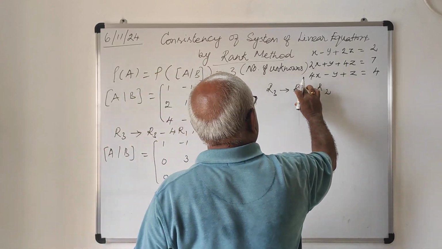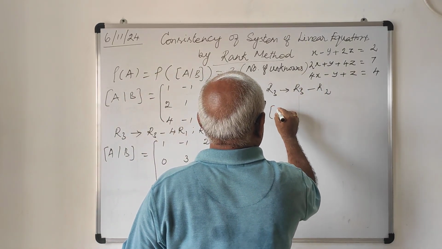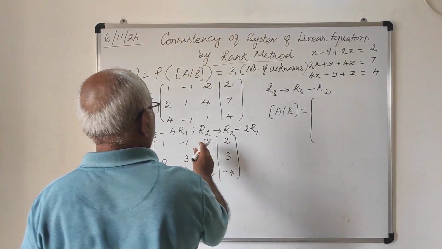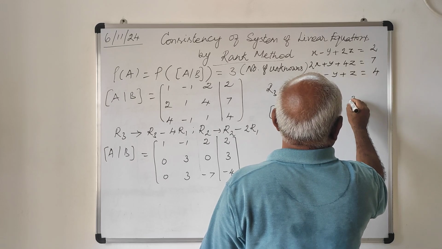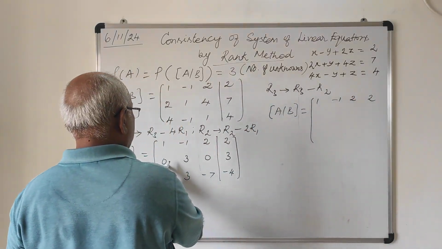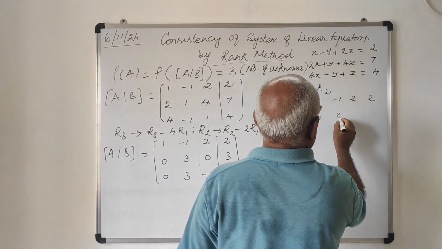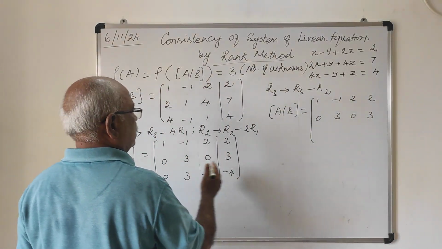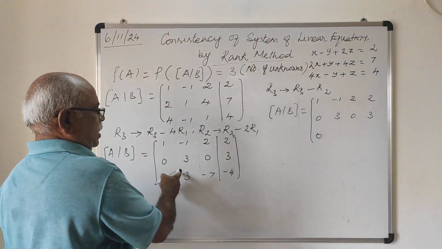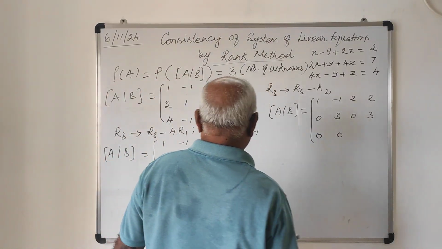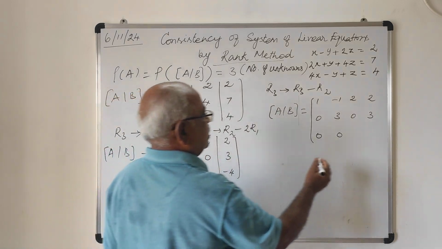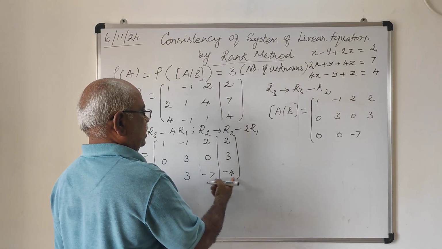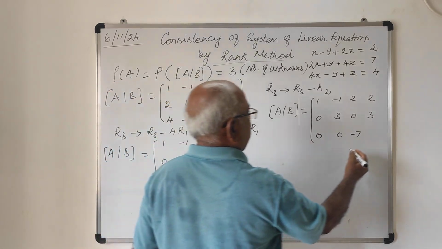So R3 is R3 minus R2, and you get the augmented matrix AB: the first row is 1, -1, 2, 2 as it is; the second row is 0, 3, 0, 3; and the third row, R3 minus R2, is 0 minus 0 is 0, 3 minus 3 is 0, minus 7 minus 0 is minus 7, and minus 4 minus 3 is minus 7.